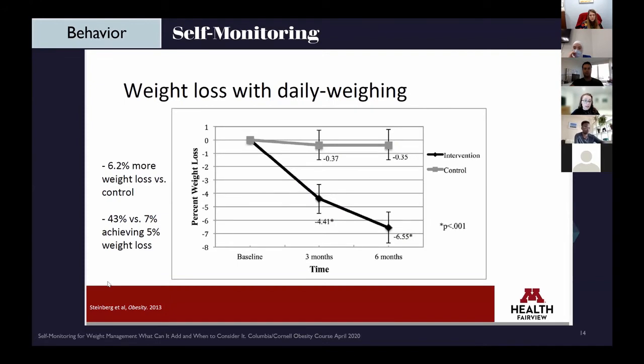So look at this study about what weight loss is with daily weighing versus nothing at all. And there's nothing else, there's no other intervention than daily weights. It's extremely effective. It helps. We don't know if it's because of people's awareness and habits of triggers, but it is really effective. So it's something that for certain patients is a good idea.